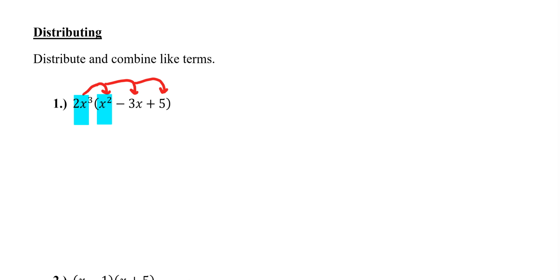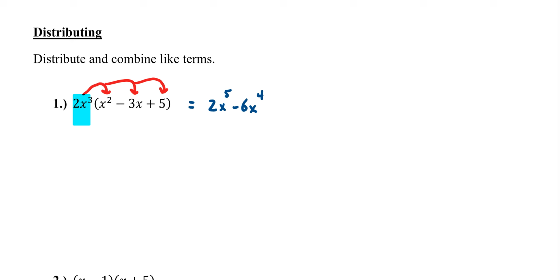So first, 2x cubed times x squared. We also need to remember that when we multiply common bases, we add the exponents. So x cubed times x squared is x to the fifth when you add those exponents. Now we're going to multiply 2x cubed times negative 3x. That's going to give us negative 6x to the fourth. Once again, you add the exponents. X cubed times x is x to the fourth.